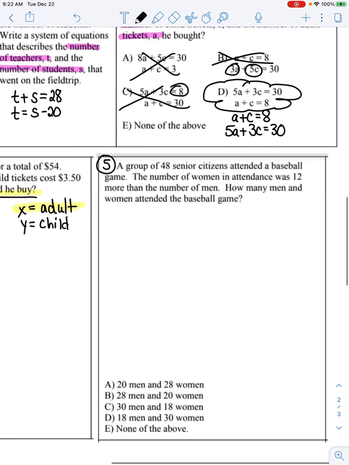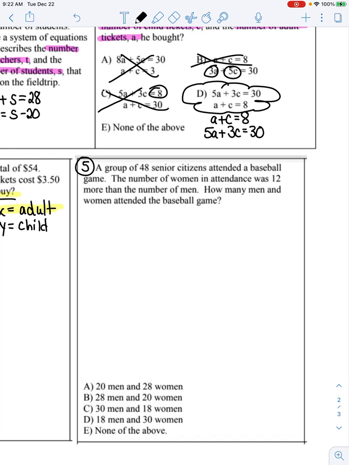Let's try this one more time. So a group of 48 senior citizens attended a baseball game. The number of women in attendance was 12 more than the number of men. Here's my question. How many men and how many women attended the baseball game? All right. So it looks to me like I'm going to have to go through my steps. Step 1, identify your variables. So the question says how many men and how many women. So I use my question to help me identify my variables.